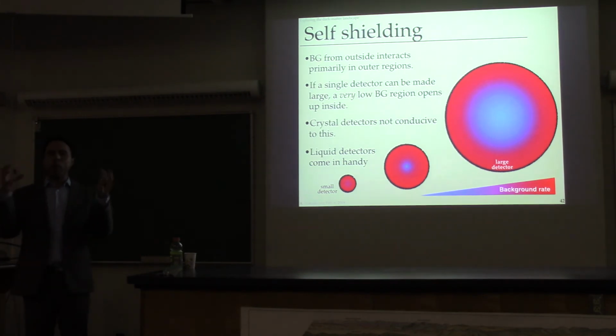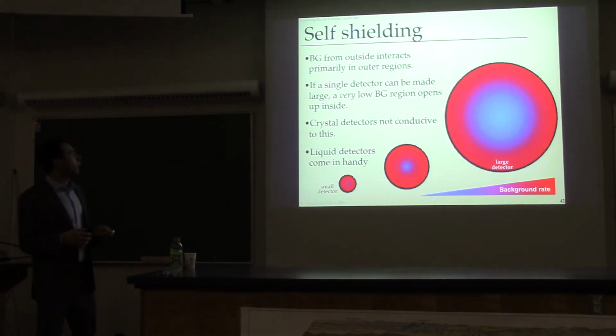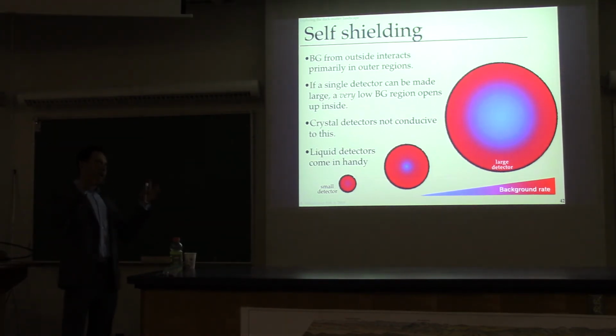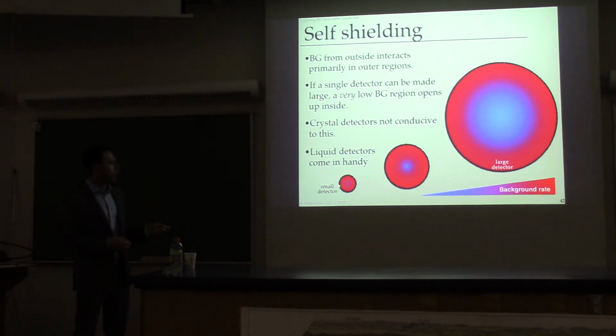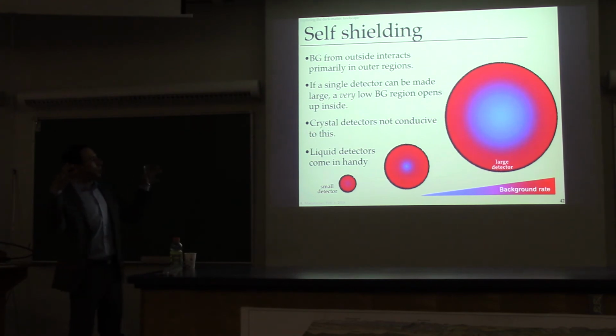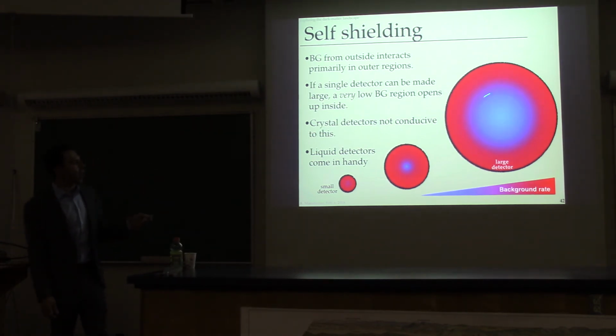Well, most of these background particles that are producing signals in the detector are coming from outside of the detector. So I would expect that if I have a detector and I've got background, most of those interactions will be concentrated towards the outside and fewer towards the inside. If I have a very small detector, maybe those interactions are distributed uniformly. But as I get to bigger and bigger detectors, I might get to a size where I've opened up a very low background, almost background-free region in the center of those detectors. Basically, the outside regions of the detector are shielding the inside regions.